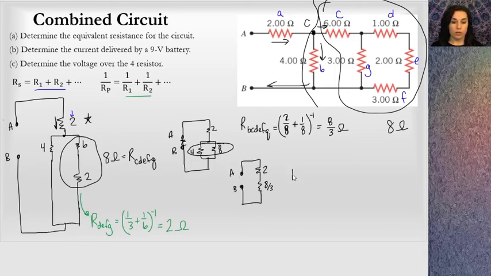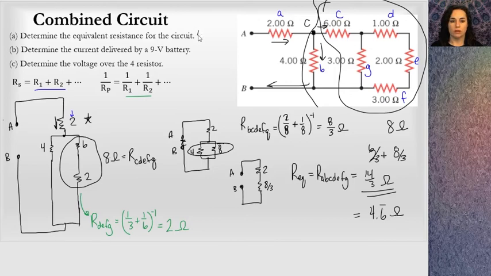So the equivalent resistance for this whole circuit, R, A, B, C, D, E, F, G, when I add all of those together, I get 2 plus 8/3. 2 is what? 6/3. So I get 14/3 ohms for the whole circuit. And you can simplify that down. 14 divided by 3 is 4 2/3. So 4.6 repeating ohms. And that would be the equivalent resistance for this circuit.